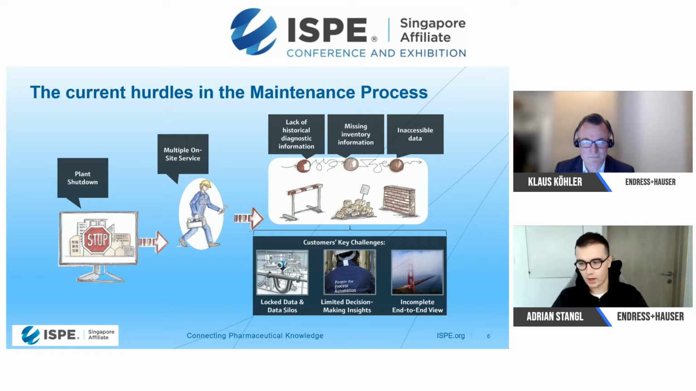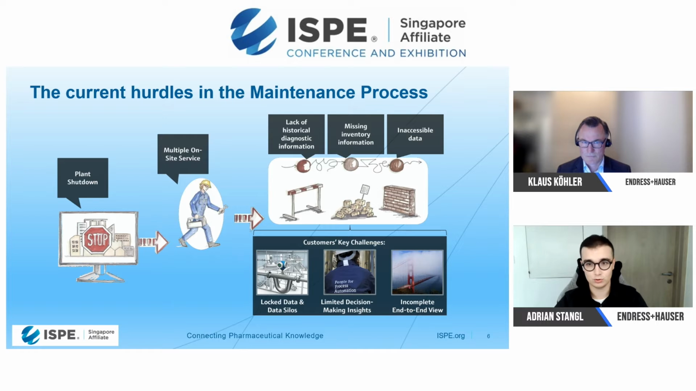So when we're talking about measuring devices and maintenance processes in the life science industry, we always face similar challenges. So for example, we have a plant shutdown. There are multiple on-site services to find out what is really the issue. And why we have these troubles is because we have a lot of challenges. For example, one challenge is a lack of historical diagnostic information. We have missing inventory information, or also inaccessible data.